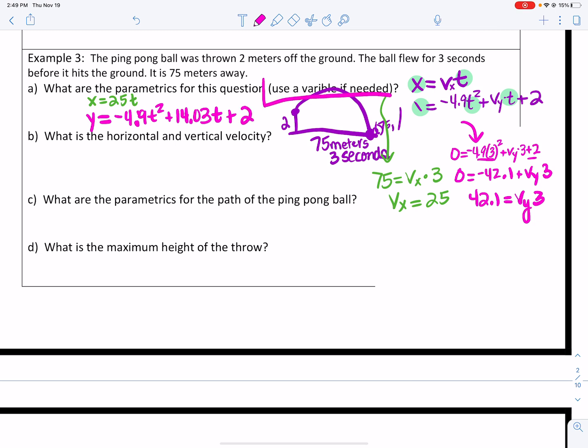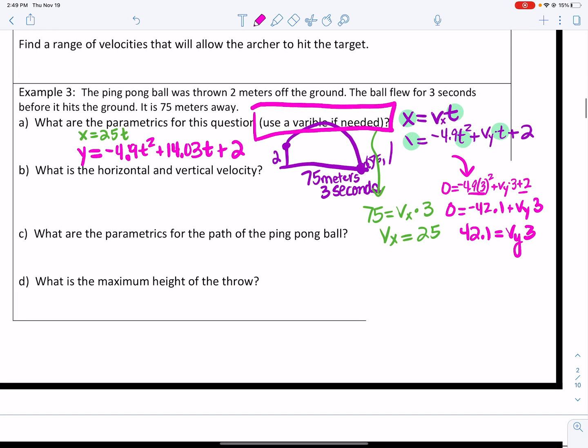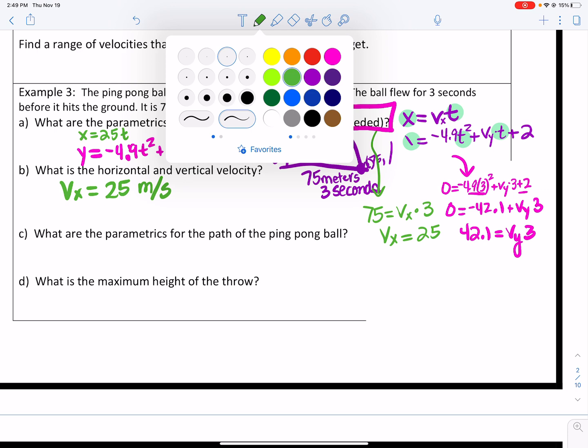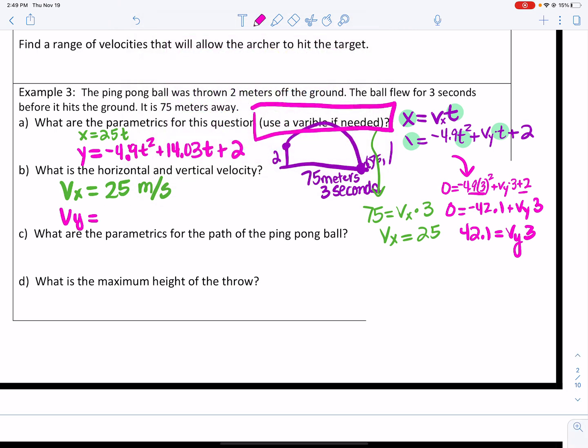And I said use a variable if needed, but I kind of just did all this work. I think I stole these questions straight out of the book. So I put variables in there and then I solved it. So now it's easy to answer the questions. My horizontal velocity is 25 meters per second. My vertical velocity is 14.03 meters per second. I've already got the parametrics, I already did all that work way over here. That was the work I was supposed to do, but that's okay.